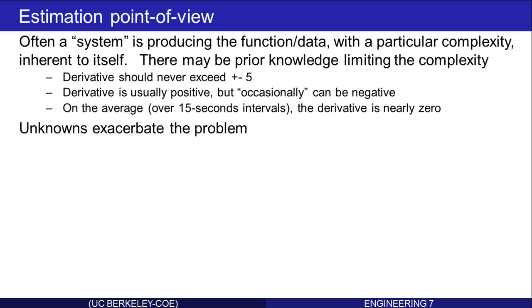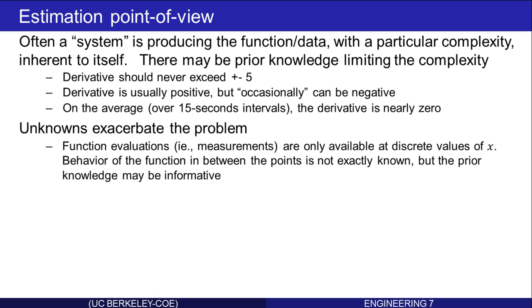There are unknowns, of course, that exacerbate the problem. The function evaluations might only be available at discrete values. We've looked at that. And the behavior of the function in between these points is not exactly known, but this prior information that I'm mentioning up above may be very informative in that sense.